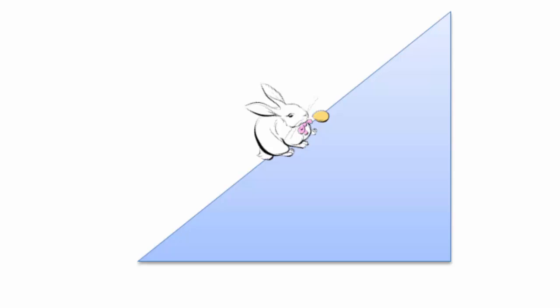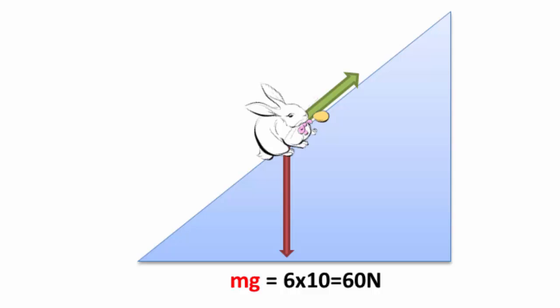Here's the giant 6 kilogram bunny rabbit. Now we know its weight is downwards, mg. It's 6 times 10, which is 60 newtons. There's also a force upwards, which is the effect of friction. These are the only forces that we are concerned about here. There's also reaction, but I haven't drawn that.